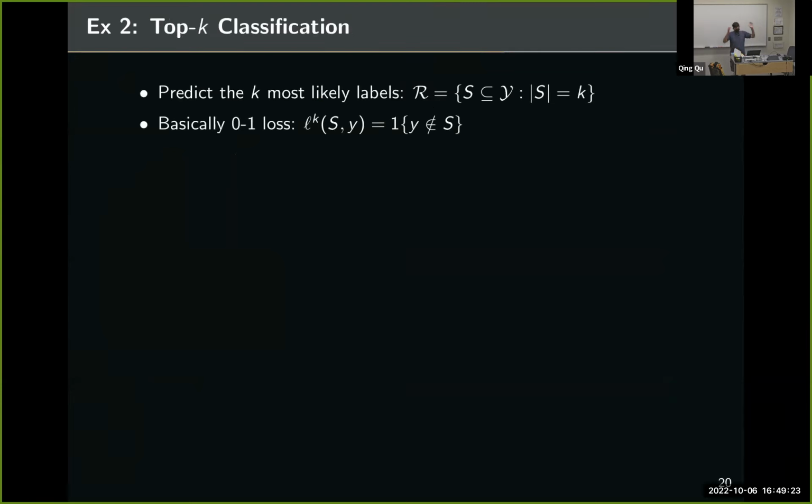Yeah, so here's another example, which I think is one of the most interesting examples, at least historically: top K classification. Here you get to predict a set of labels of size K, and it's basically 0-1 loss generalized to that. So 0 loss if the label is in that set. Think of a search problem. You show a bunch of search results. Did they click on one of those or not?